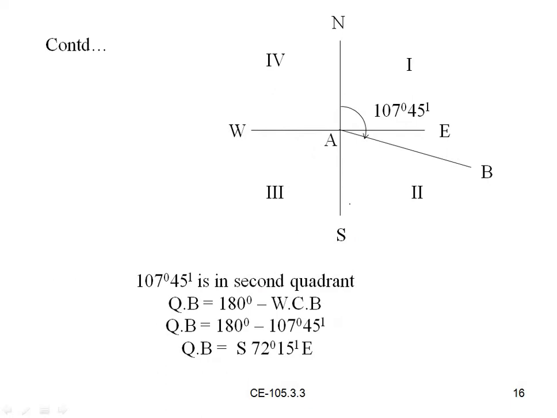And next, another example, 107 degrees 45 minutes, is in the second quadrant. So as per the principle, quadrantal bearing is equal to 180 degrees minus whole circle bearing. So we have to remember all these: for the first quadrant what it is, for the second quadrant what it is. The formulas should be in our mind, then only we can do the calculations. Then quadrantal bearing is equal to 180 degrees minus 107 degrees 45 minutes, that is south 72 degrees 15 minutes east. This is the value of quadrantal bearing.